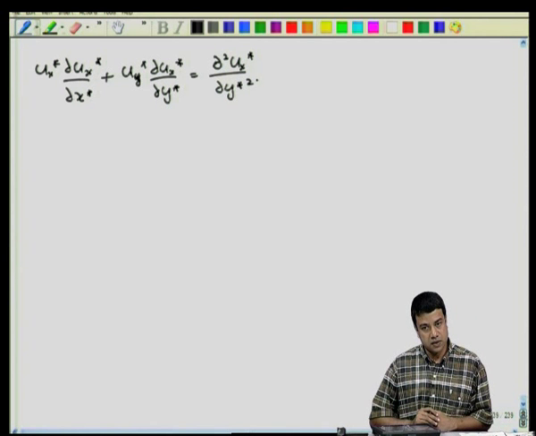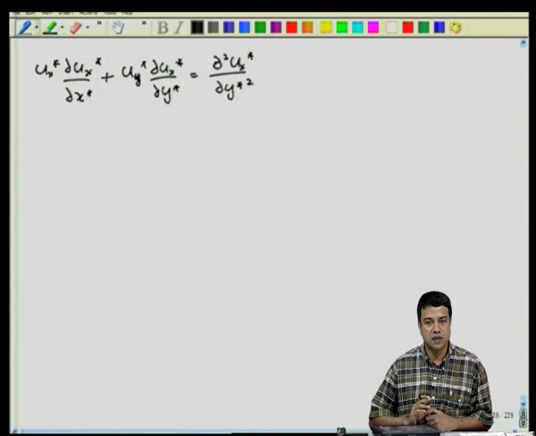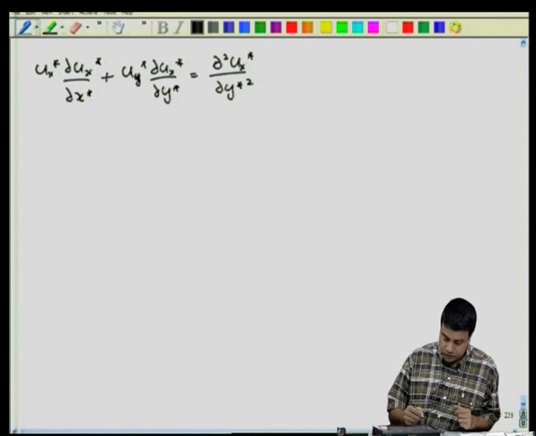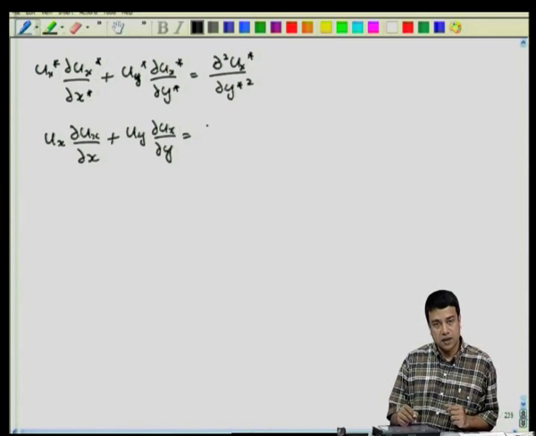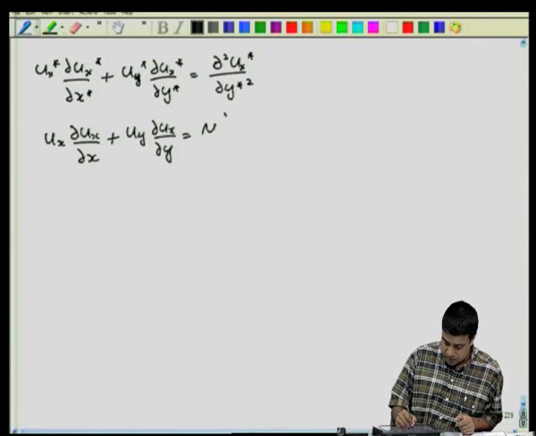This is in dimensionless form. As I said, the dominant terms of the equation are the same whether you express it in dimensional or dimensionless form, because in order to get to the dimensionless form, you are dividing all terms in the equation by the same factor. Therefore, the equation in the dimensional form will be u x partial u x by partial x plus u y partial u x by partial y is equal to the kinematic viscosity nu times partial square u x by partial y square.